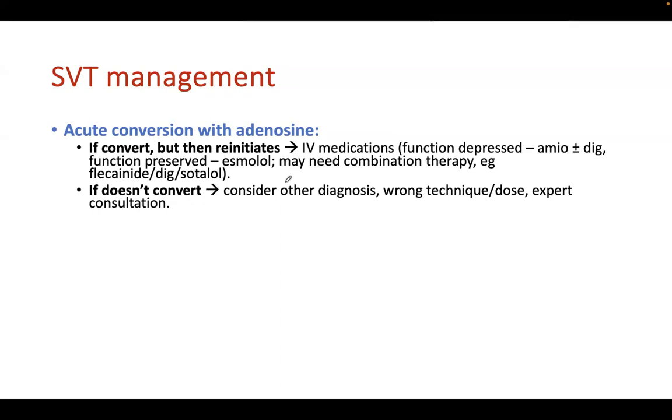Okay, so if the function is depressed, which is sometimes the case if the SVT is long lasting, I usually do a combination of amio and dig to help with the function. Amio, because it's one of the safest drugs when it comes to decreased function. If the function is normal, I do esmolol. Okay, guys.